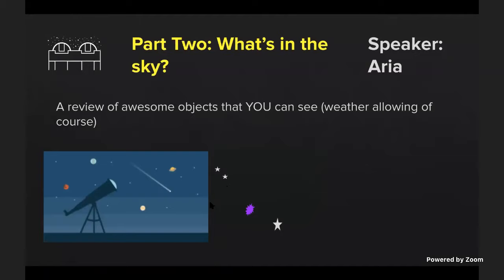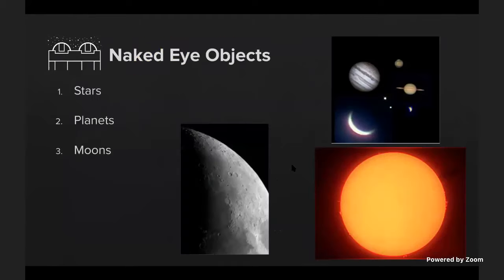Now, I'll be giving you guys a review of a bunch of awesome objects that you can see on a clear night. So let's start with the stars. A star is a fixed luminous point on the night sky, which is a large, remote, incandescent body like our sun. Away from the light pollution of the city, stars are to be found everywhere in the sky. But surprisingly, there are more planets than there are stars in our universe.